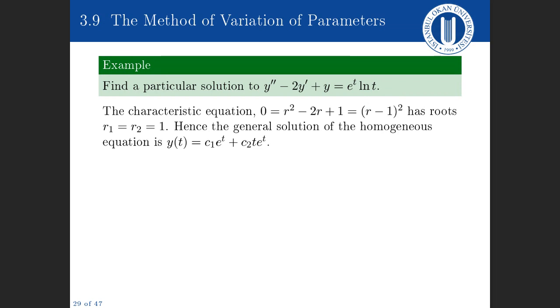First, we need the general solution to the homogeneous equation. So using the characteristic equation, we find that the roots are 1 and 1. So the general solution to the homogeneous equation must be c1 e to the power t plus c2 t e to the power t. We're going to replace c1 and c2 by the unknown functions u1 of t and u2 of t.